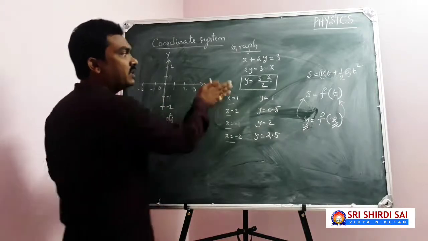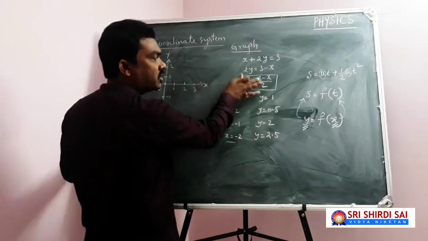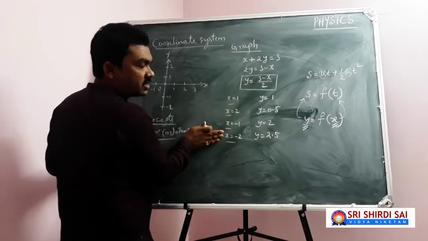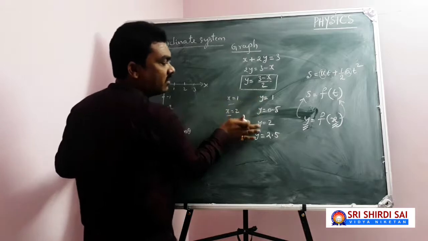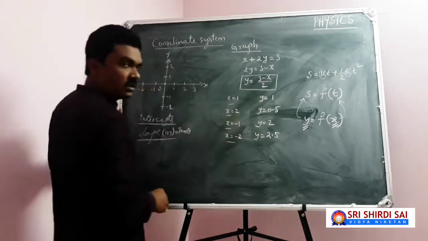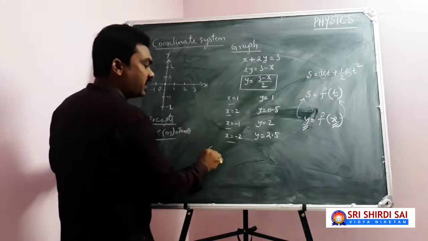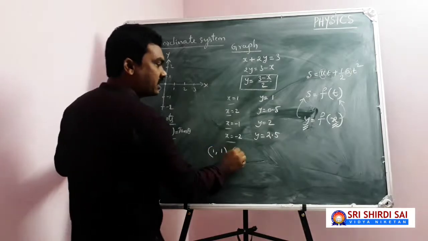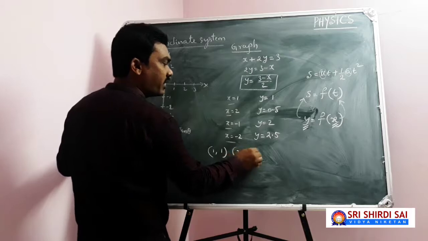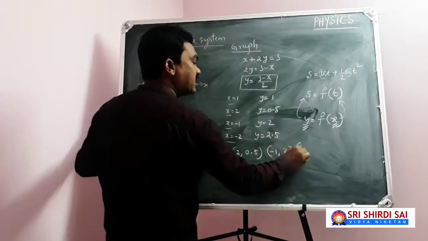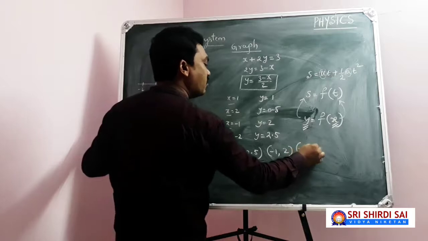See, in this mathematical equation, y is a function of x. So that if the change in value of x is taken, then there is a change in the value of y. Now, as per this analysis, we can take the ordered pairs x equal to 1, y equal to 1, x equal to 2, y equal to 0.5, x equal to minus 1, y equal to 2, x equal to minus 2, y equal to 2.5.